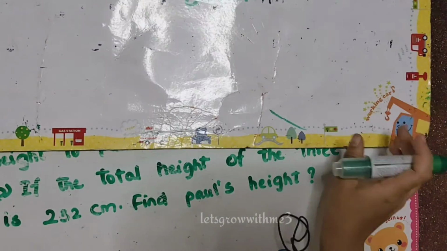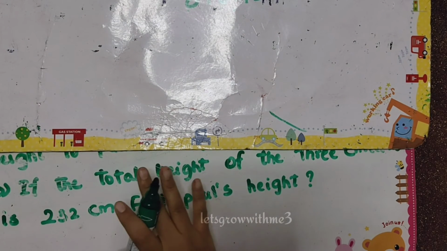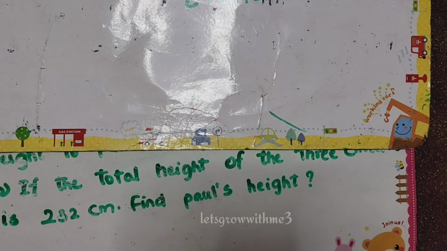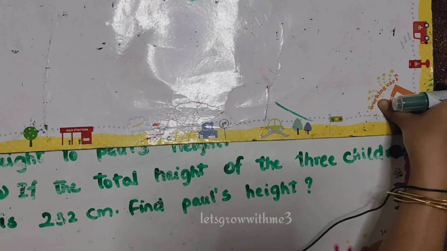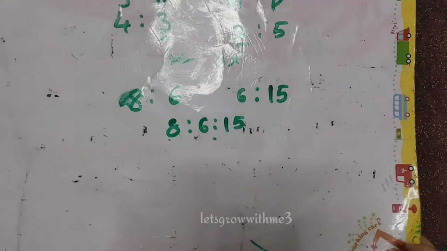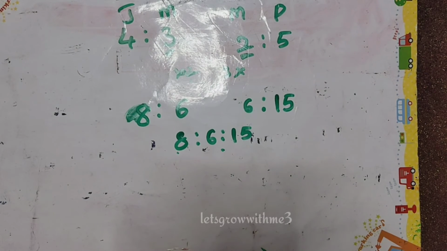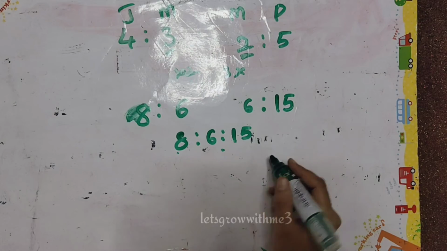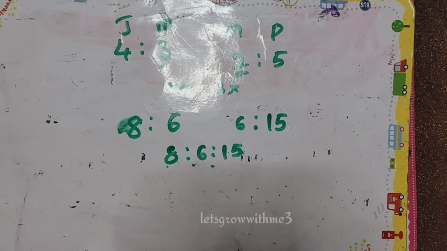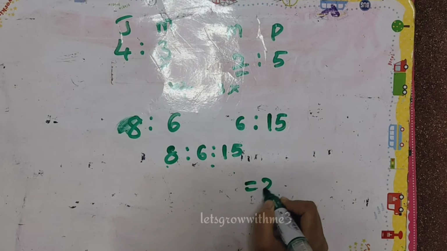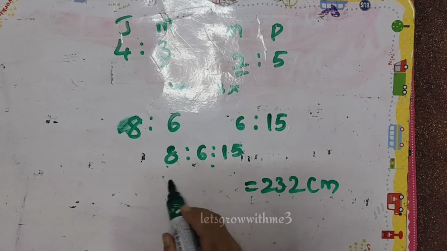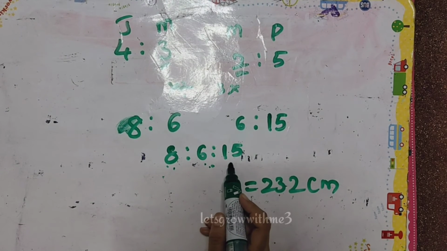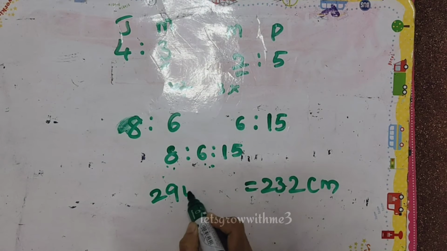So when they add the total boys' height, it is 232 centimeters. So now we can add our units also. 8 plus 6 plus 15 is equal to how much? The total number of units is equal to 232 centimeters, so we need to add all of this. 8 plus 6 is 14, 14 plus 15 is 29.